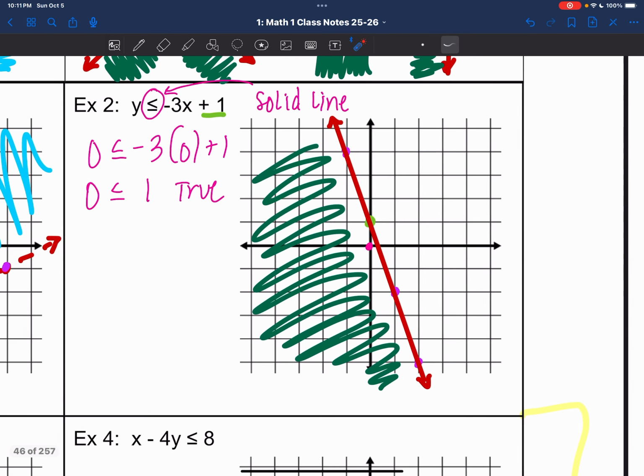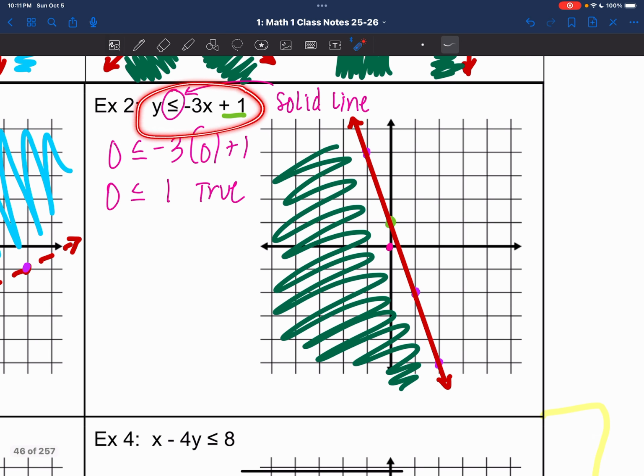And here we're going to do the same thing. We're going to graph this equation, but this time we're going to have a solid line because it's less than or equal to. So again, start at +1, go down 3, to the right 1, down 3, to the right 1, and then you can go up 3 and to the left 1. All right, so we've graphed it. We've used a solid line. Now we're going to pick a point that is not on the line. And if you notice, 0, 0 is not on the line.